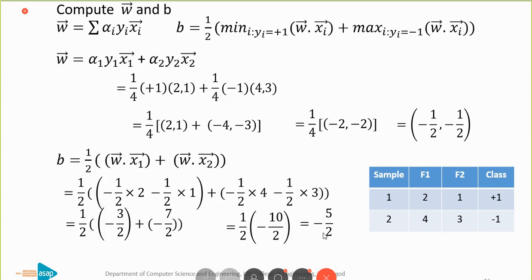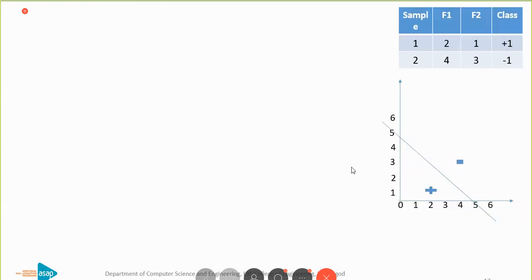Now you have to write the final classifier, the classifier function. You have the data set now. So this is our positive sample, this is 2, 1, and this is our negative sample. Now you need the decision boundary. It should be something like this.